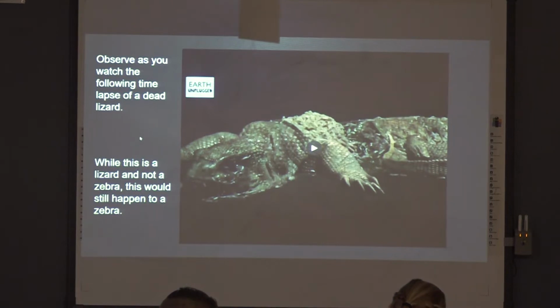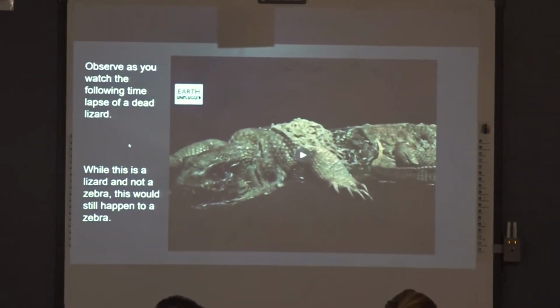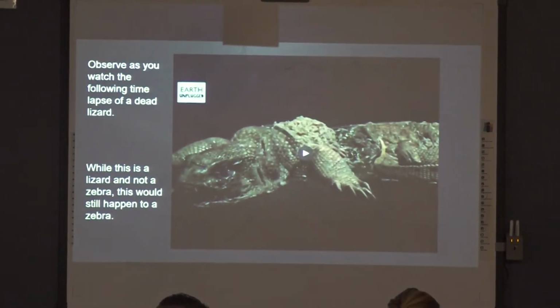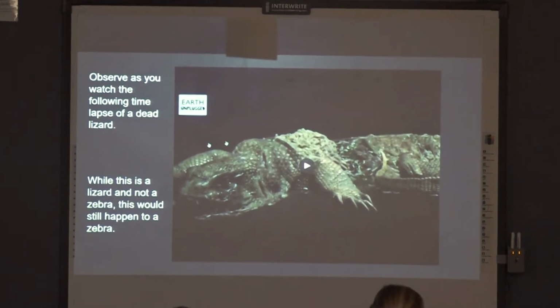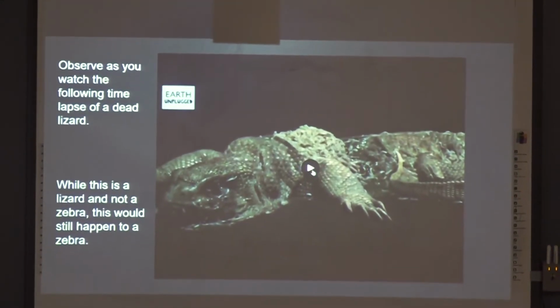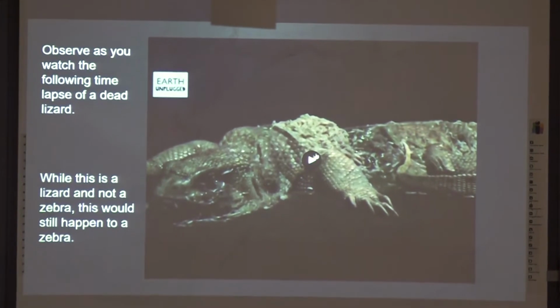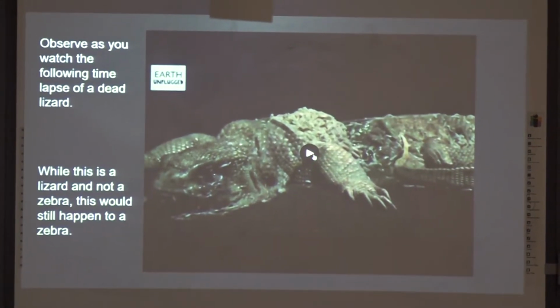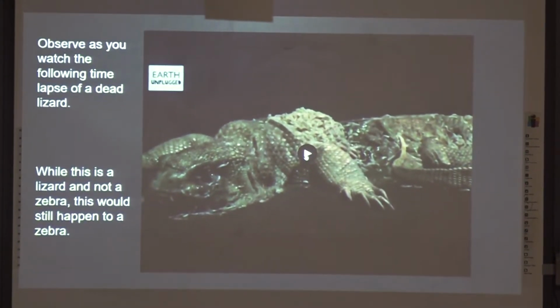While this is a lizard and not a zebra, this would still happen to a zebra. Would you agree with that? Yeah. Okay, there's going to be a similar process, whether it's a zebra or a lizard. Okay, you guys ready to watch the time lapse of the dead lizard? All right, here we go.